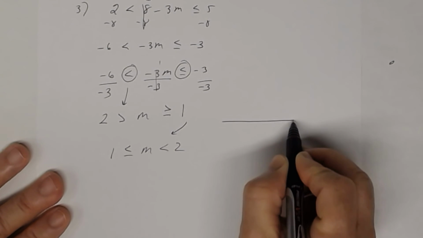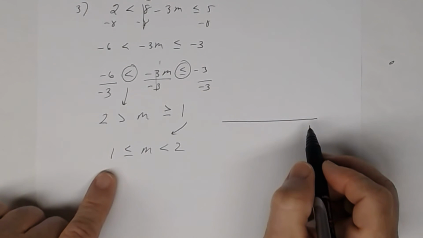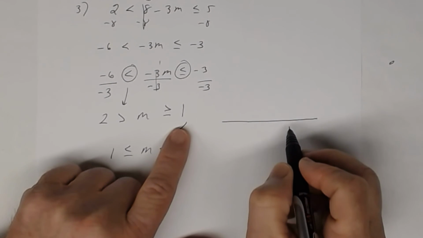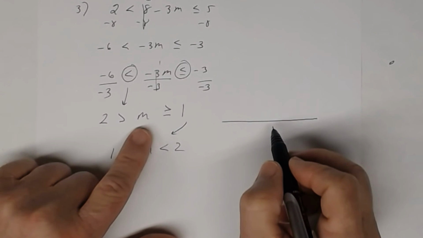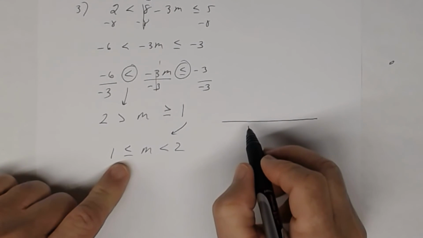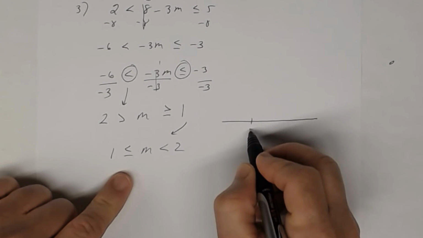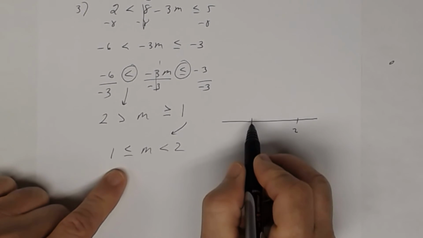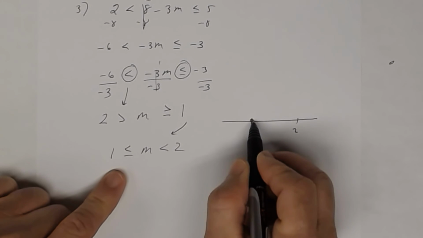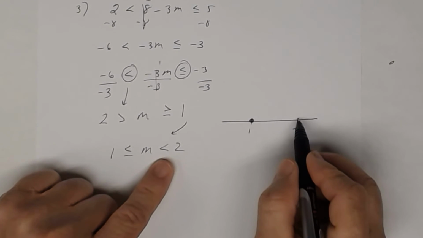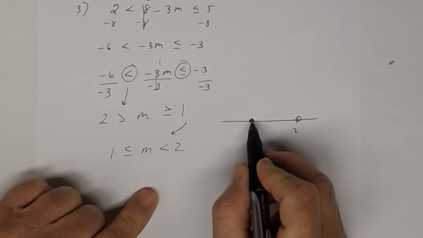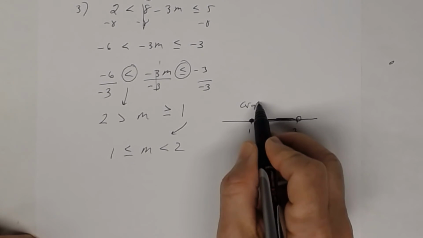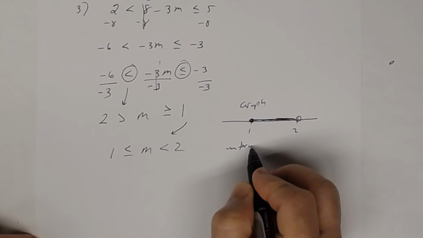When you put this on the number line, you need to make sure you put it in the correct order. So don't put 2 here and then 1 here, because 2 is not less than 1. Make sure you put it in numerical order. So put 1 first, then 2. And notice that on 1, there's an equal sign, so that's going to be a closed circle. On 2, there's no equal sign, so that's open. And you're going to shade in everything between them. So there's your graph.